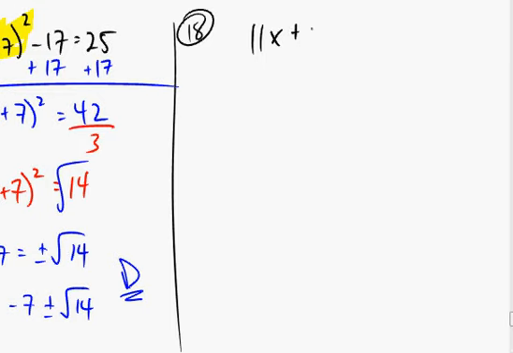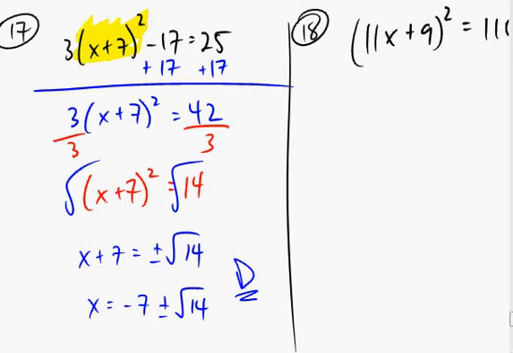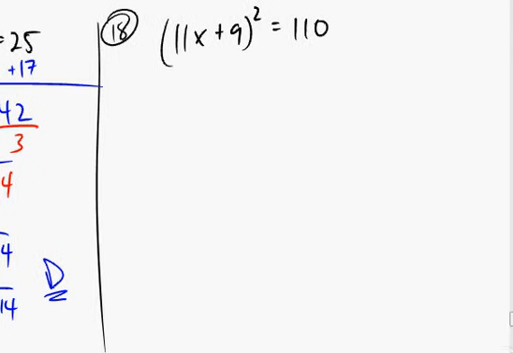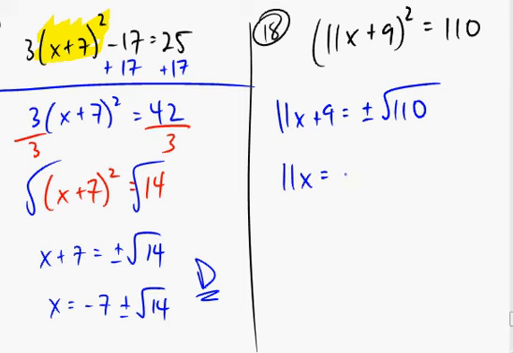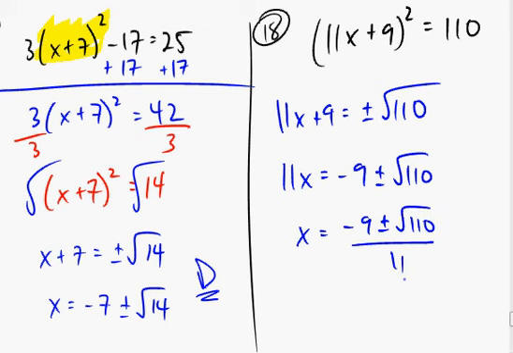So wait, for 17, you just square root both sides. Okay, same thing on this one, same as the last one, just square root both sides. You get this. Subtract 9, and you get this. Divide by 11, and you get this.